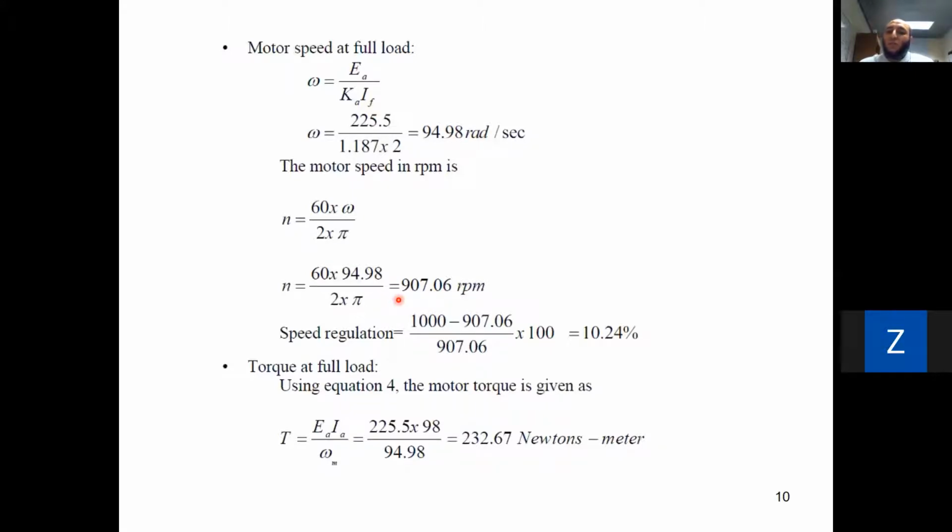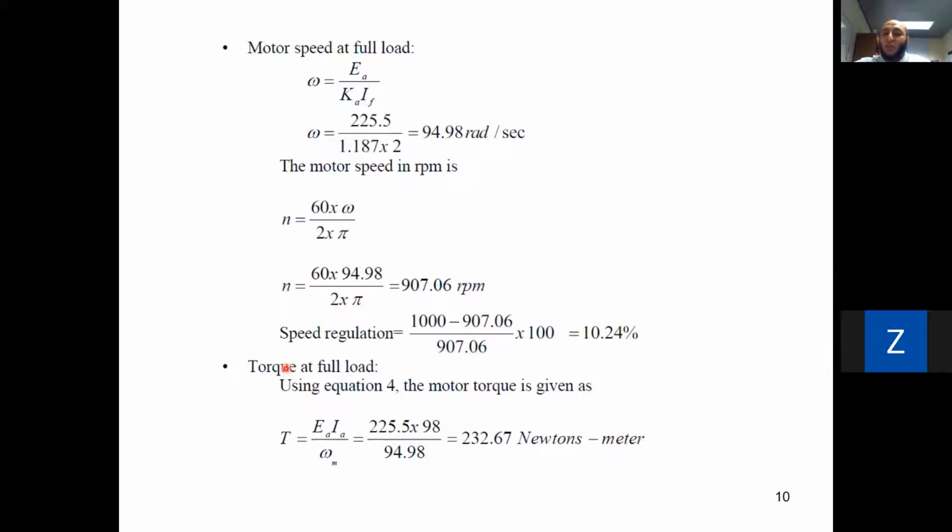We need to calculate the speed regulation, so simply substitute in the equation: speed at no load minus speed at full load, divided by speed at full load, and we can get the value of the speed regulation. For the speed regulation value, if it is less than 20%, we can say this motor is good. So 10% is accepted.